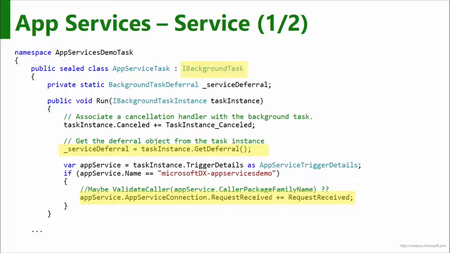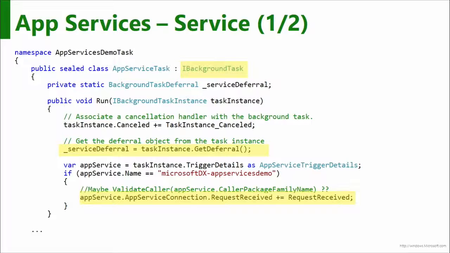The key thing here is that this Run method is the bootstrapper for your app service, and if your app service isn't running, this will execute the first time it gets invoked. The key thing here is that the bottom line that's highlighted is that you will hook up a request received event handler in there. Oh, I see. So the background task that works as the app service runs immediately and then sits and waits for this request received event to fire.